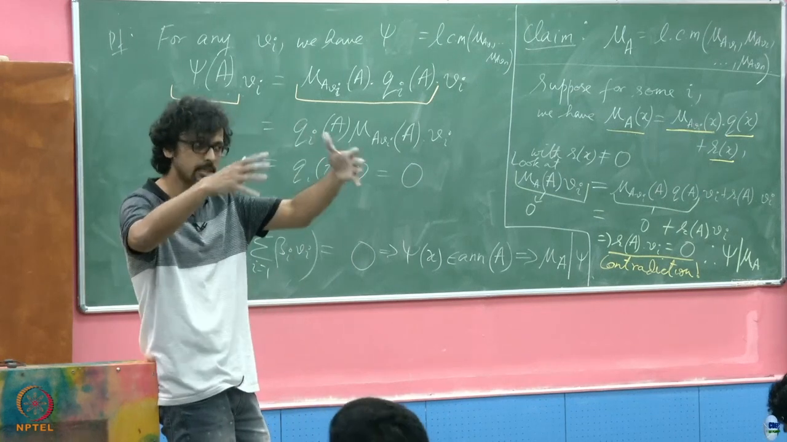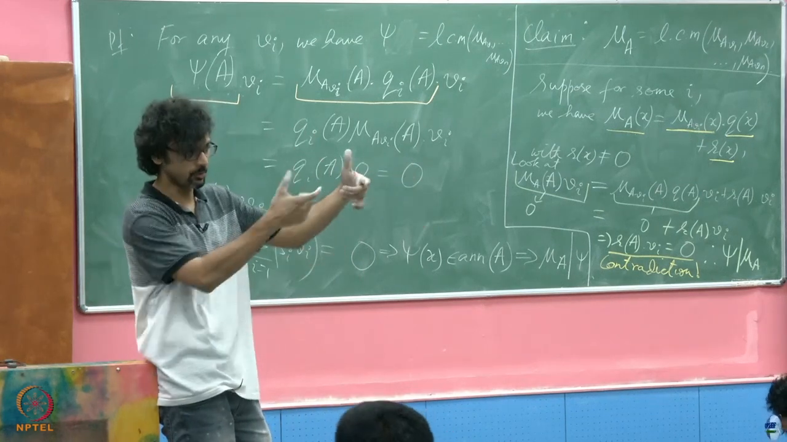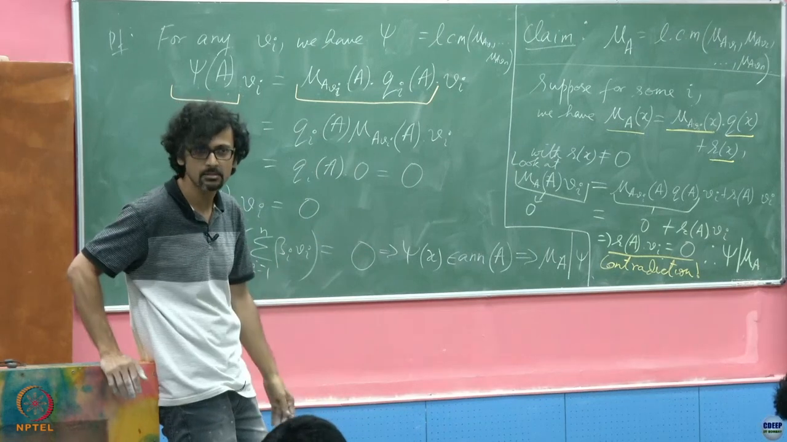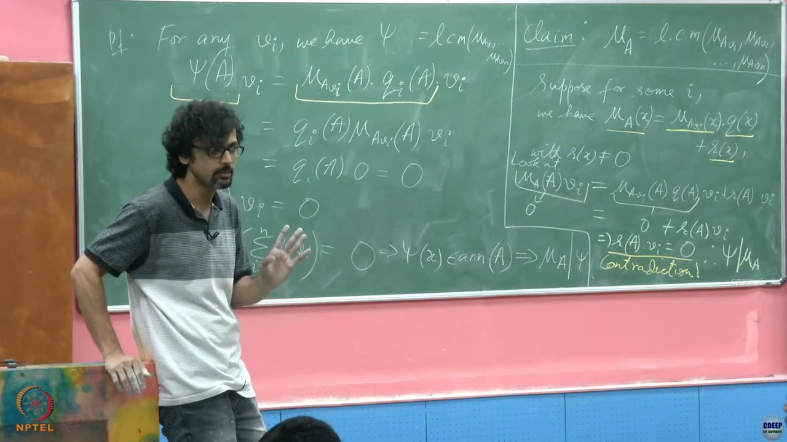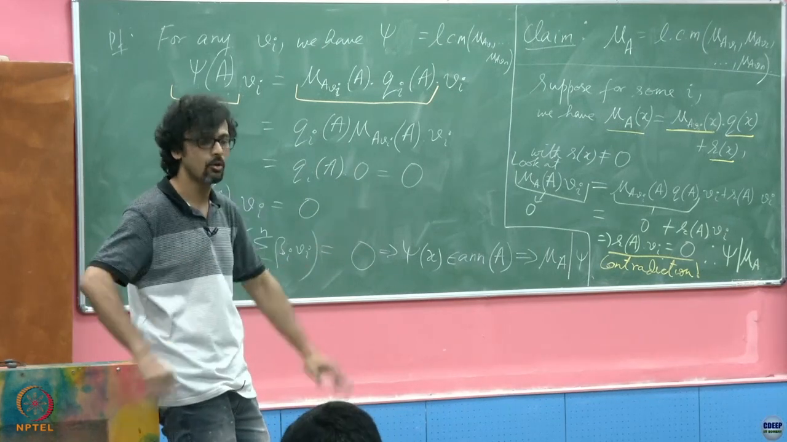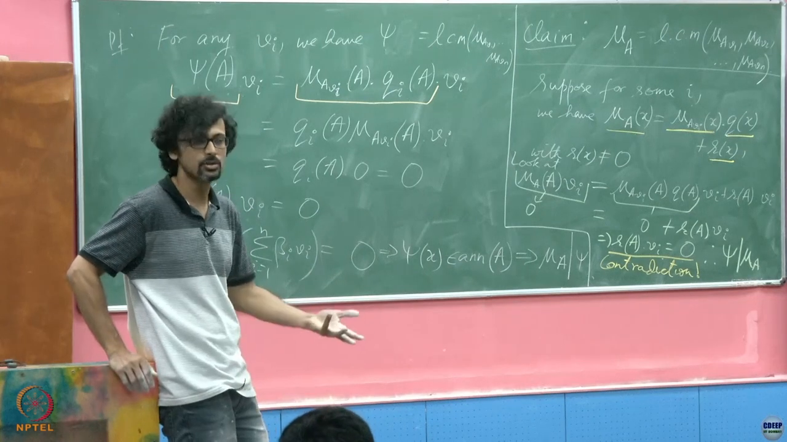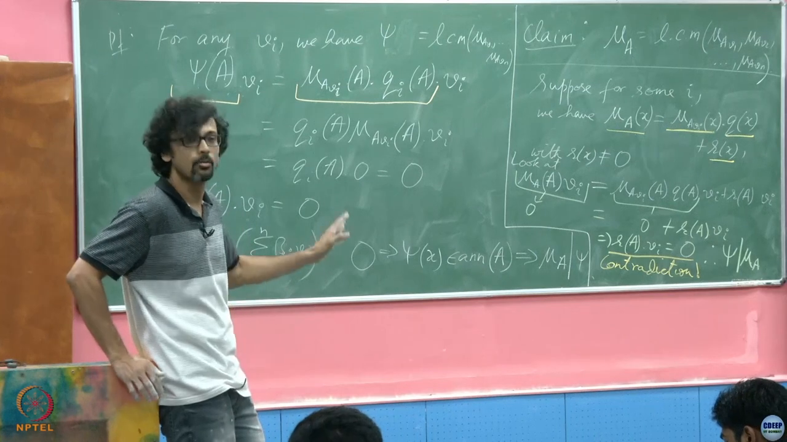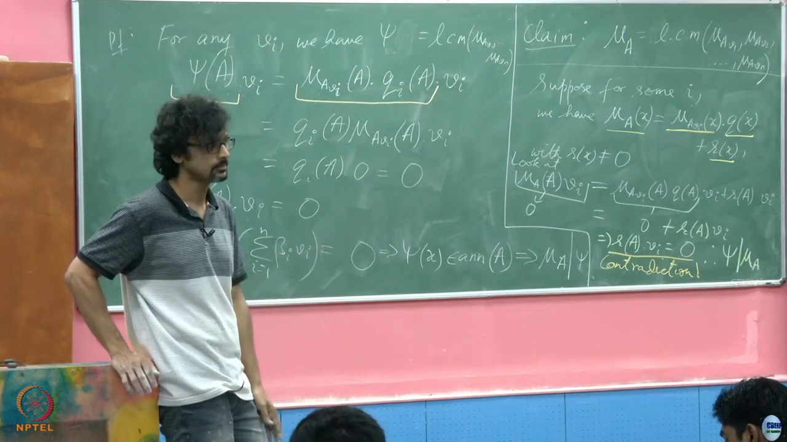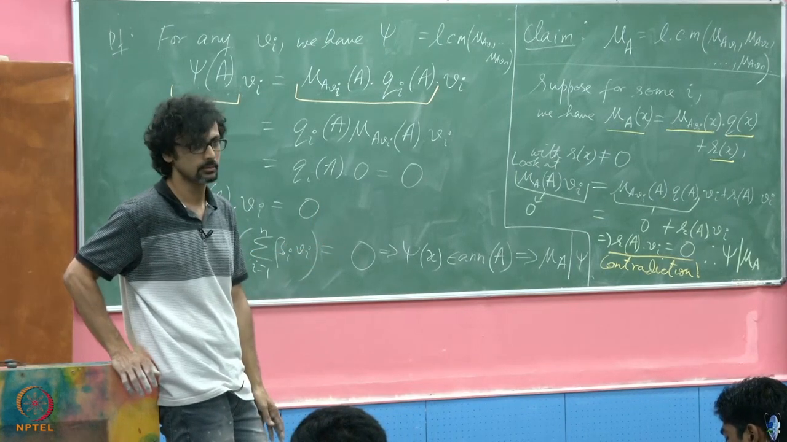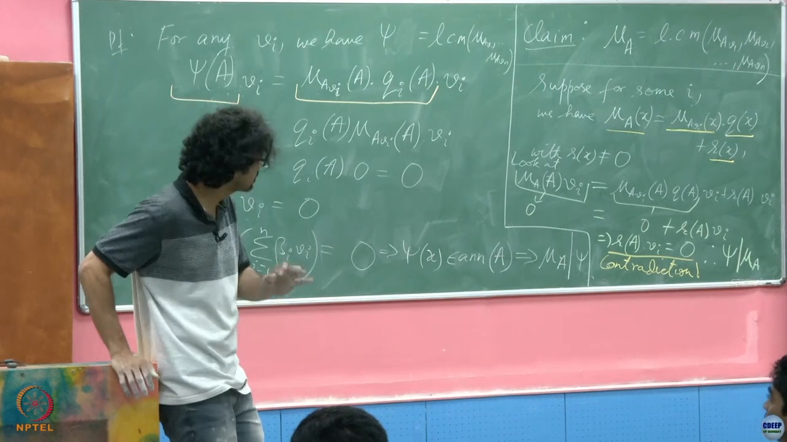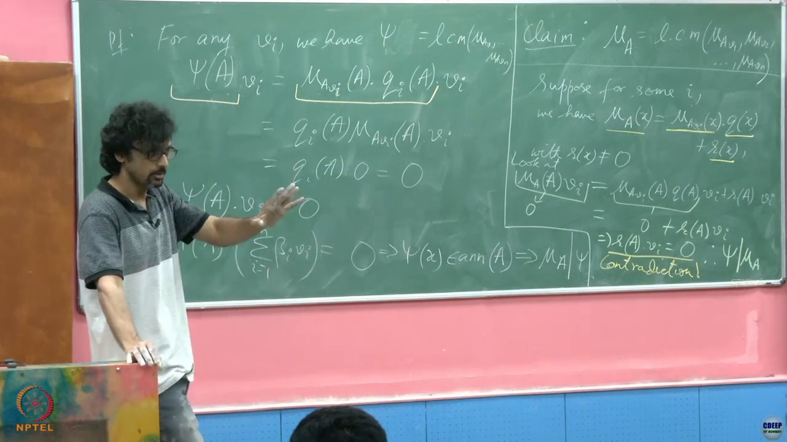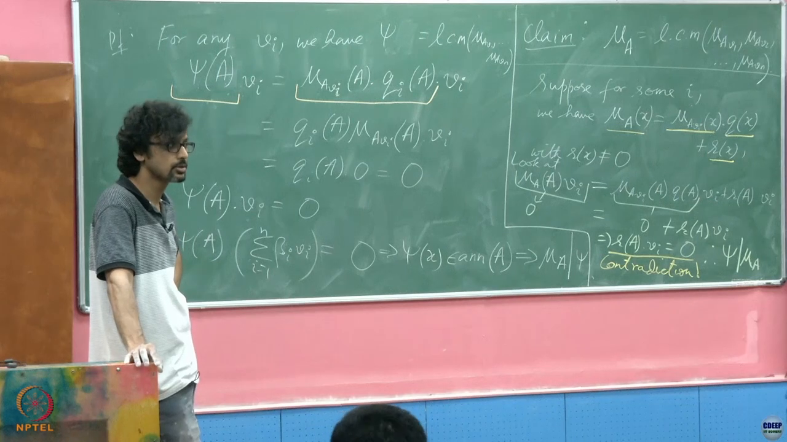Once you have obtained these n polynomials corresponding to the n elements in the basis, one for each of the elements in the basis, take their least common multiple. That gives you the minimal polynomial for the linear operator A. Right? Any questions about the steps? I'm willing to redo that again if you have any doubts.